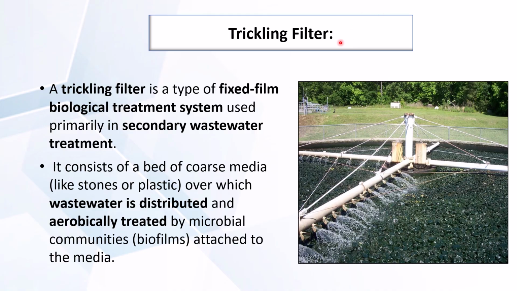Now let's talk about the trickling filter, which is an important method used in secondary wastewater treatment. A trickling filter is a type of fixed film biological treatment system. It is called fixed film biological treatment because microorganisms grow on a solid surface rather than being suspended in the water. In this system, the wastewater is sprayed or distributed over a bed of coarse media like stones or plastics, where the water is aerobically treated by the microbial communities attached to the media.